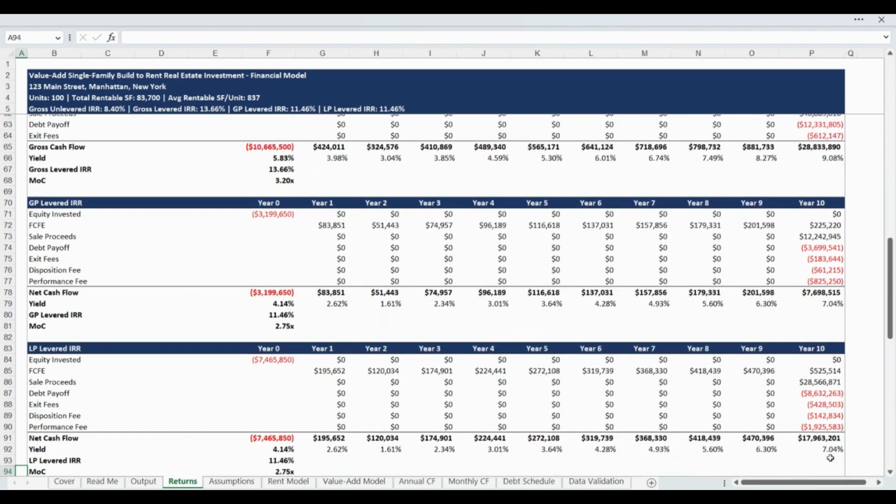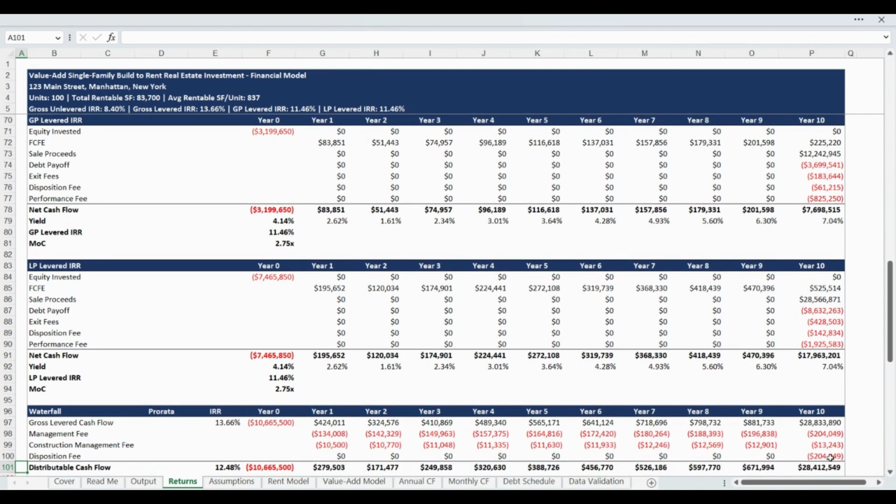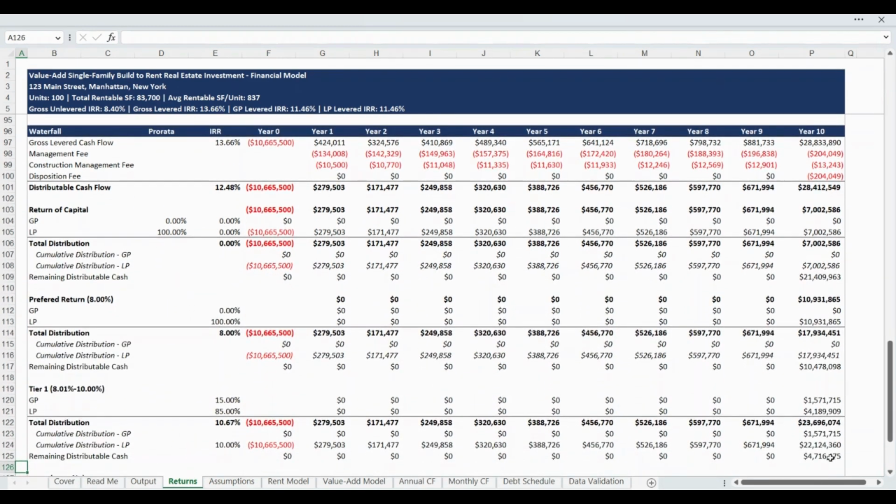Following the deal level levered and unlevered returns, the general partner and limited partner returns are showcased. The returns are presented in the same format as the deal level returns and include the calculation of net cash flow, yield, IRR, and multiple of capital for the general partner and limited partner. The final component of the returns output tab is the waterfall distribution.